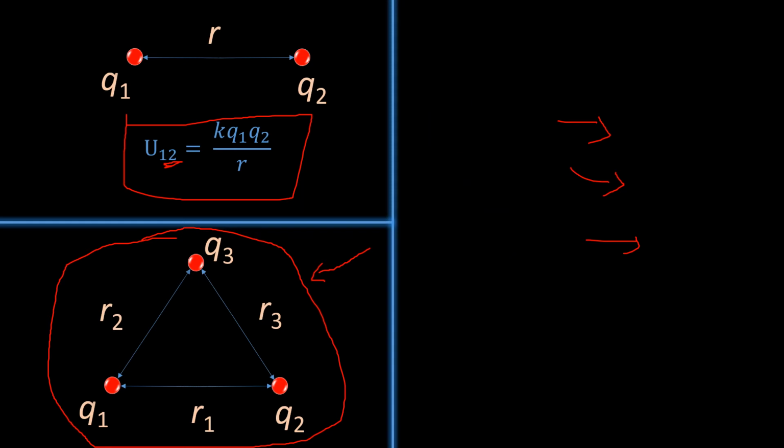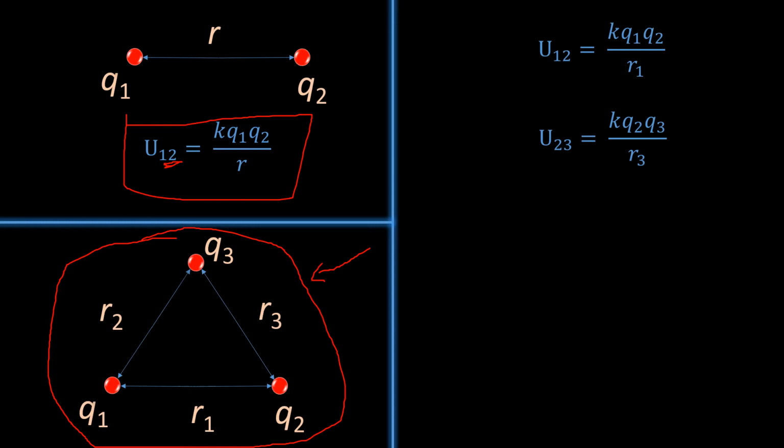So if I consider the potential energy of the pair Q1 and Q2, how do I express it? If it is U12, I can write it as k Q1 Q2 by r1. Similarly, U13, sorry, U23, that is the potential energy of the pair Q2 and Q3, and then U13 is k q1 q3 by distance r2, and then I can say that the total potential energy of the system is U12 plus U13 plus U23.